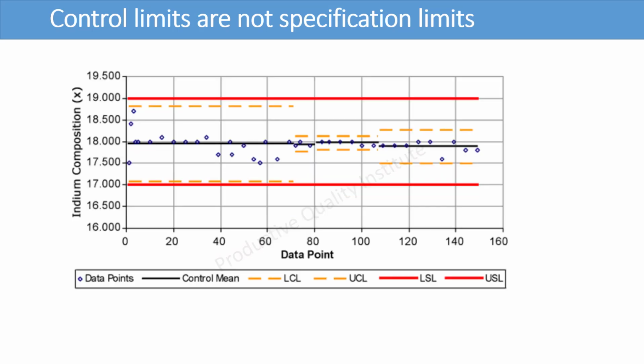Again, control limits are not specification limits. Orange dashes are the control limits, while the red lines are the specification limits.